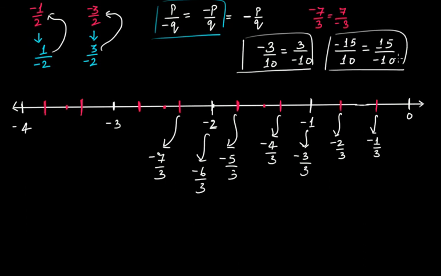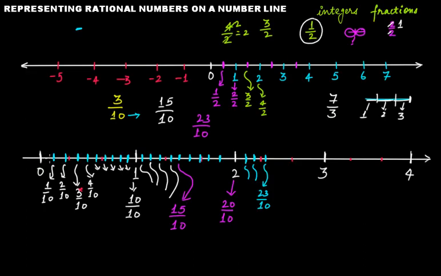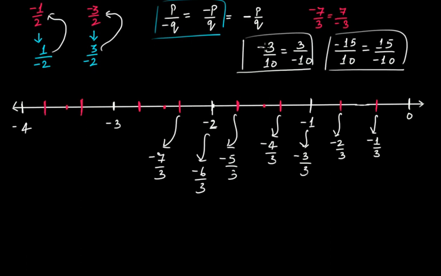The main thing is this: first focus on the denominator, then divide each unit into that many equal parts. Like if this was 10, we divided this into 10 equal parts: 1 part, 2 part, 3 part, 4 part. The same thing you will do on the left side, because here you have a negative sign. So this is all about representing rational numbers on a number line.